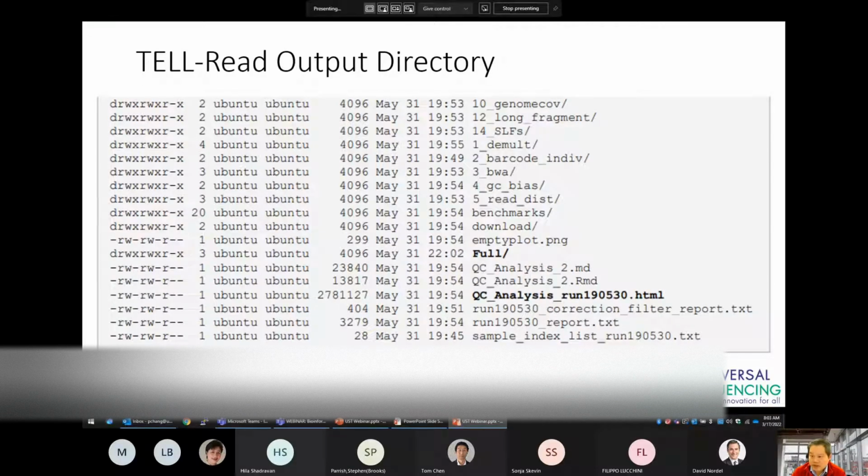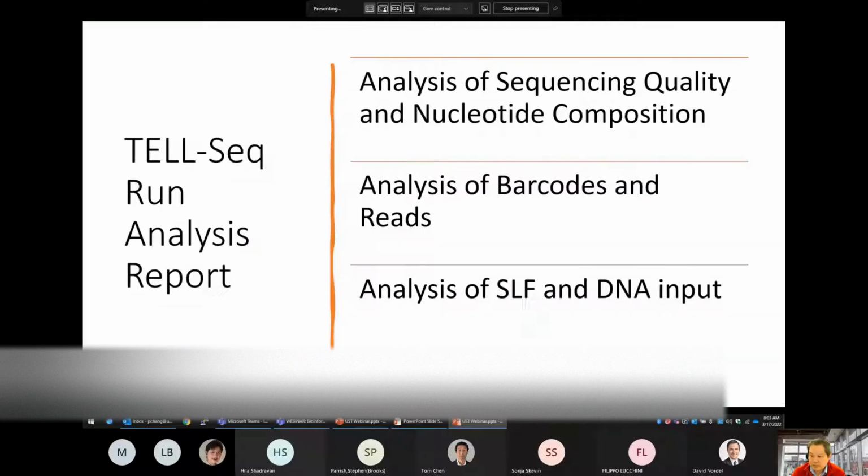When the TEL read analysis completes, your output will be contained in several files and directories. The full directory shown here will contain FASTQ files that you can use for phasing, de novo assembly, and any other downstream process. The output also contains a QC analysis report on the TelSeq data, and I will go over this directory and this file in the next few slides.